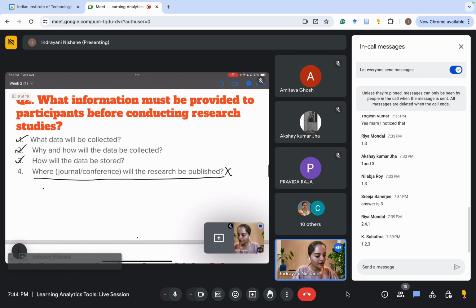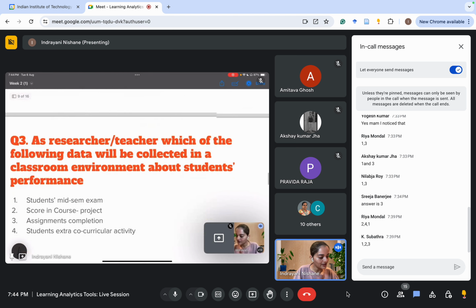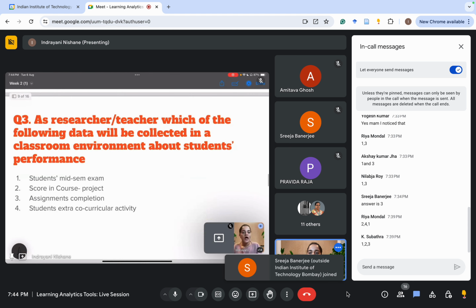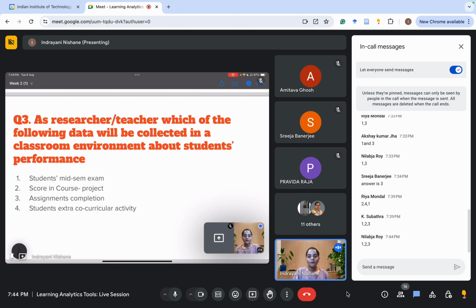Okay, so we are moving on to the next question, question 3. As a researcher or teacher, which of the following data will be collected in a classroom environment about students' performance? In the beginning I said that we will be talking about students' log data, but here the question is about the classroom environment. So we have to be very careful while answering this question. In a students' classroom learning environment, what data can we collect?